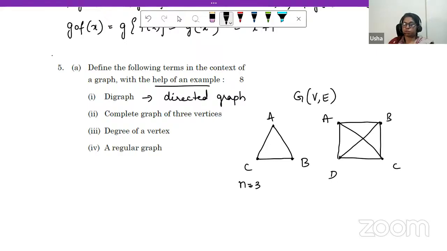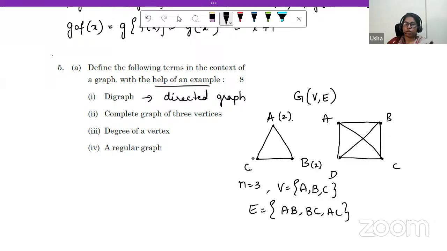Here, make sure you write some details. N is 3. Vertex set is A, B, C. Edge set is, what all edges do you have here? AB, BC, AC or CA. Since there are no directions, you can write anything. Degree of a vertex is the number of adjacent vertices it has, that is, to how many other vertices it is connected. Here A is connected with B and C, therefore its degree is 2. B is connected with C and A, therefore its degree is also 2. C is connected with A and B, therefore its degree is also 2. Count to how many other vertices it is connected. That is degree of a vertex.